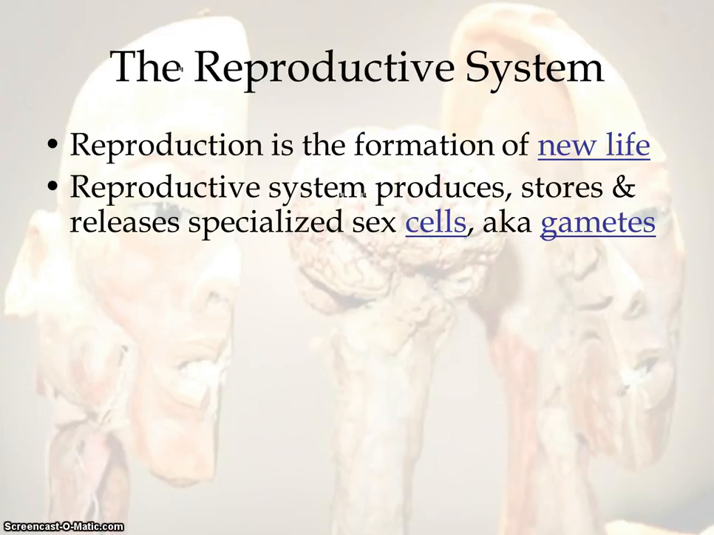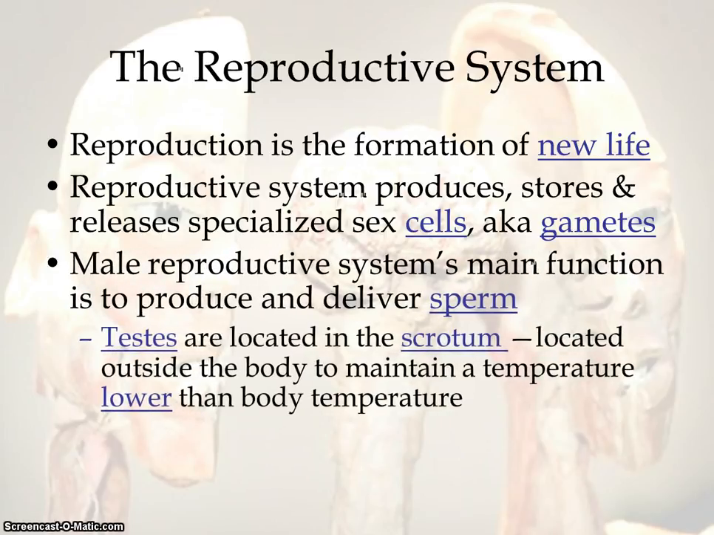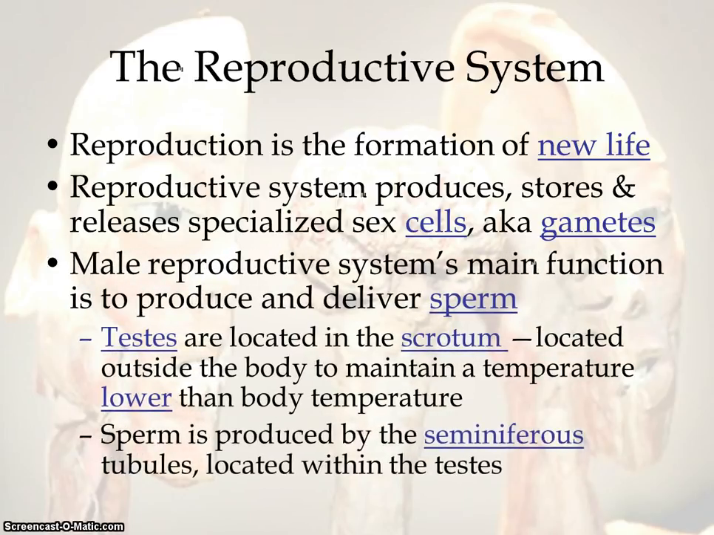This is where the gametes that we've talked about are going to be produced. Remember, the gametes are the sex cells. Remember, meiosis is going to occur within the reproductive system. For females, this is where the eggs are going to be produced within the ova, and for males, it's going to be the sperm. Those are the two gametes.